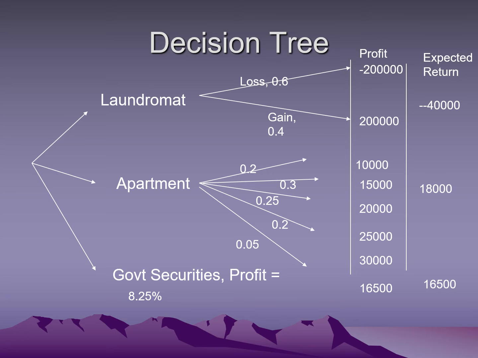Again, in the case of the apartment, it will be 0.2 into 10,000, 0.3 into 15,000, 0.25 into 20,000, 0.2 into 25,000 and 0.05 into 30,000, all added together. So here also we will have an expected return of 18,000. And finally, government securities will give you a profit of 16,500. Because it is quite obvious from this decision tree that the person should go in for the apartment option.